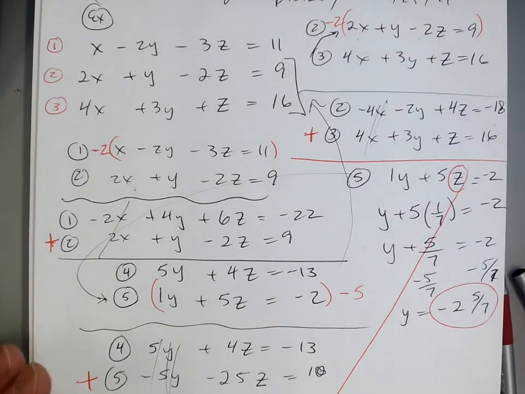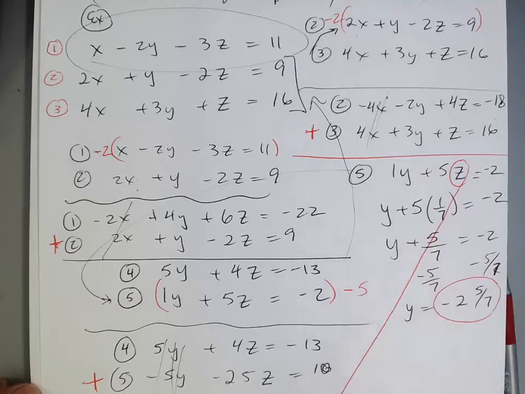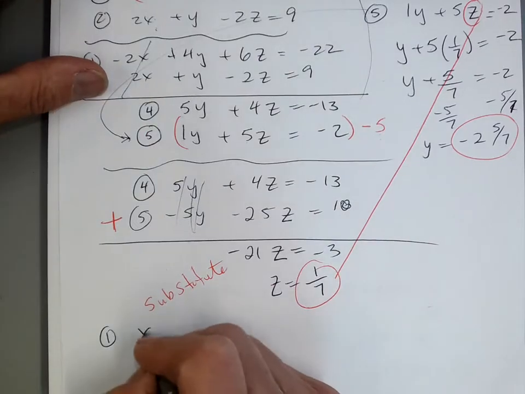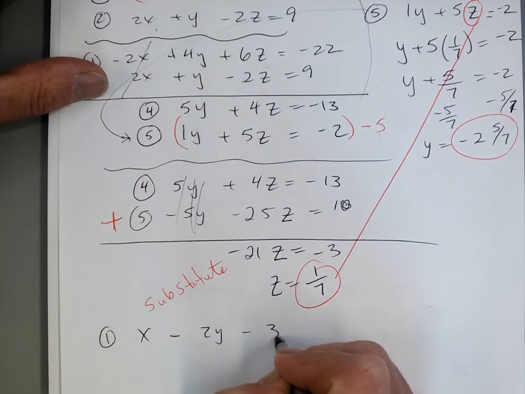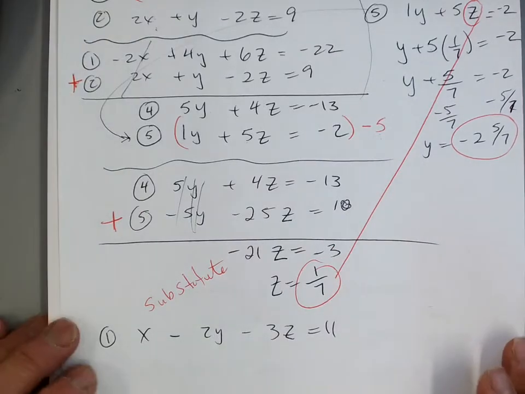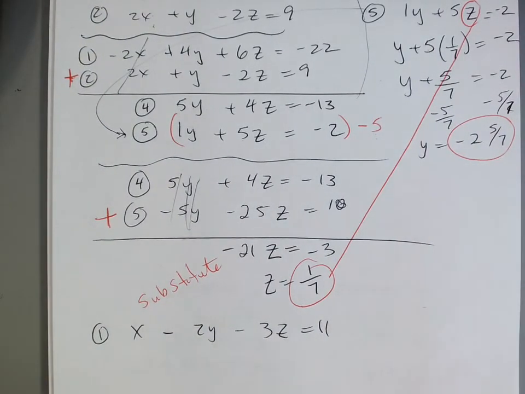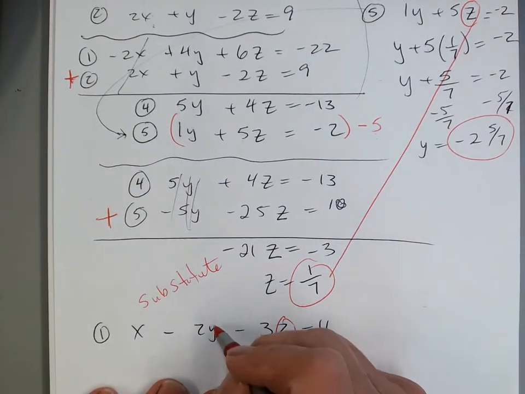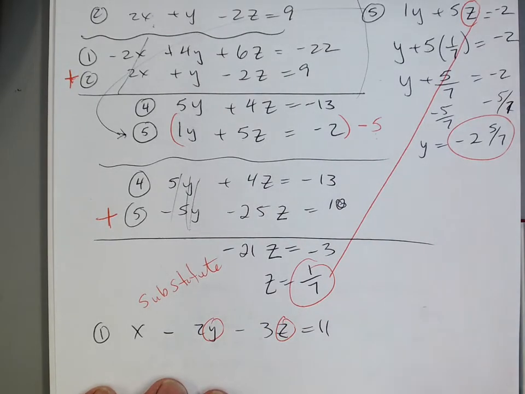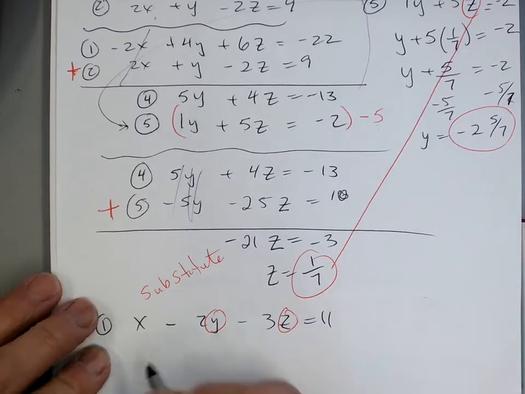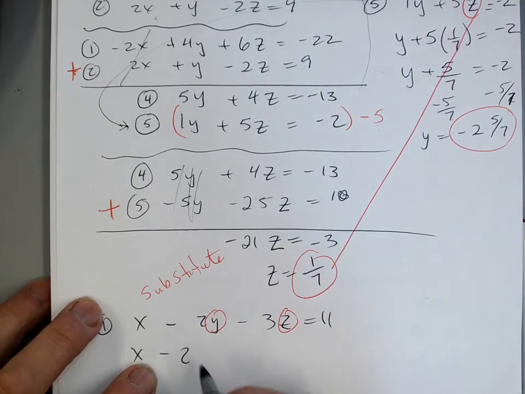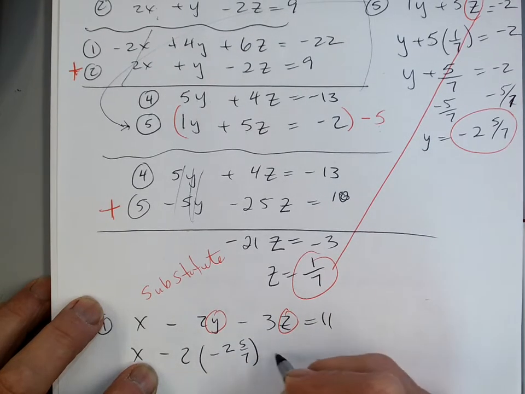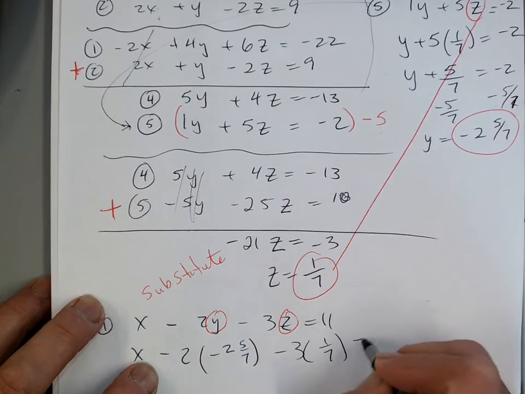How about equation 1? I'm going to take equation 1 and rewrite it down here. Equation 1 was x minus 2y minus 3z equals 11, okay? All right, so now I know that z is 1/7. I know y is negative 2 5/7. So I'm going to substitute. Okay, so I'm going to go x minus 2 times negative 2 5/7 minus 3 times 1/7 equals 11, okay?